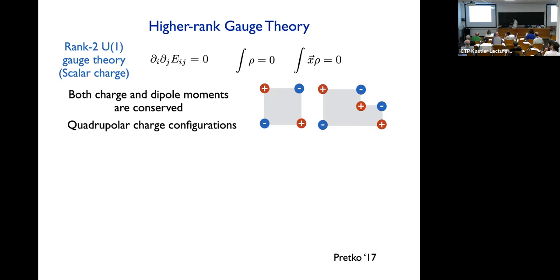Then whenever you make a deformation, the total charge should remain zero. The dipole moment should also not change, right? So there are only certain charge configurations that are allowed. On the other hand, in the usual case, you just have to conserve the total charge, so you can have a finite dipole moment, et cetera.